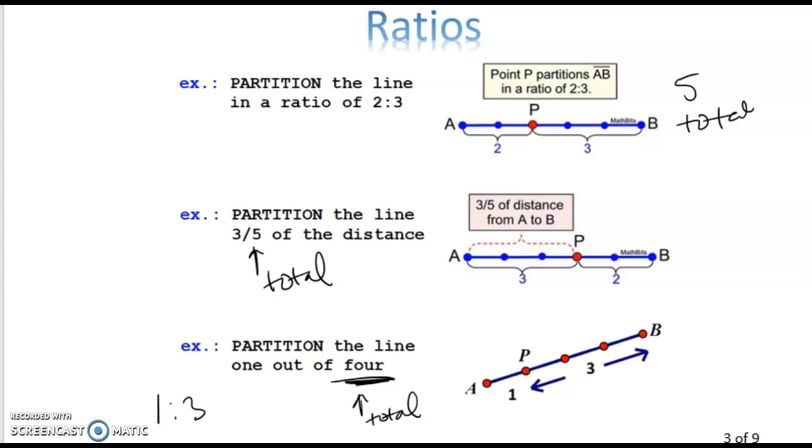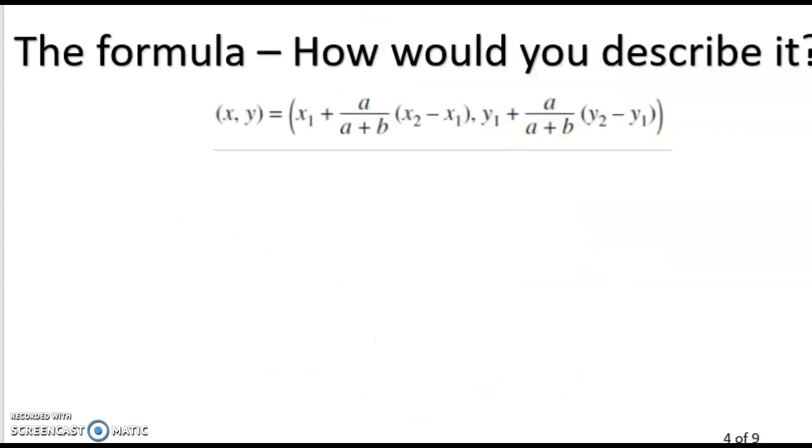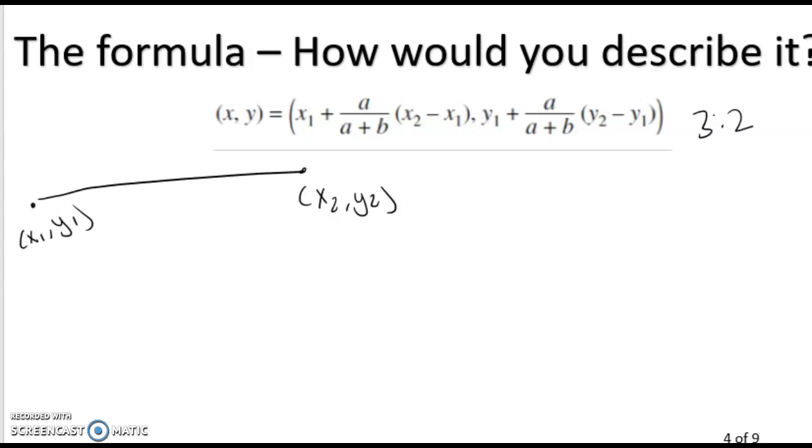So when we're looking at the formula, this is the formula sheet, the formula that you would get for your EOC. And it looks really complicated, but it's actually pretty conceptual. Meaning, you have a starting point, and we'll call that starting point x1, y1. And then you also have an ending point. We'll call that ending point x2, y2. If I want to partition a line in a 3-to-2 ratio, that means I want to go 3/5 of the way there. I'm adding these 2 parts of the ratio together, 3 and 2, to get my total of 5.